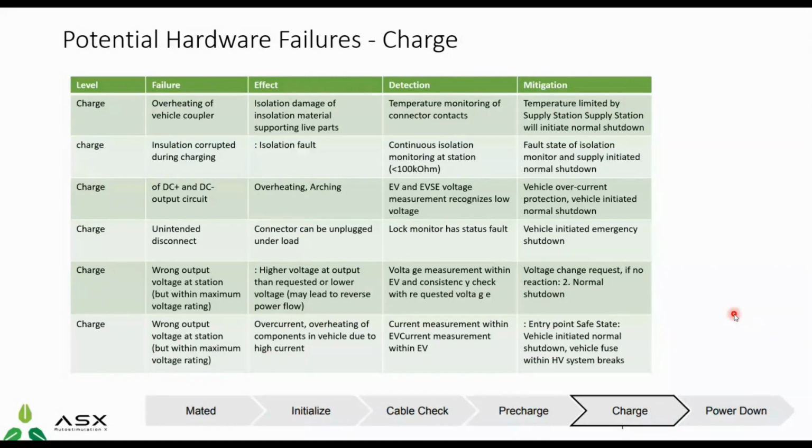So, as per the flow sequence, I have divided the flow sequence into the method: initialize, cable check, pre-charge, charge, and these are the steps that you are going to follow in the CCS2 and the power line communication. And this is according to the ISO standards.